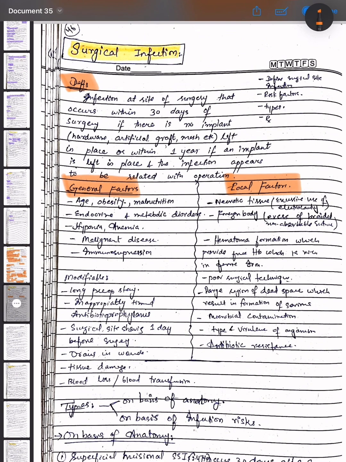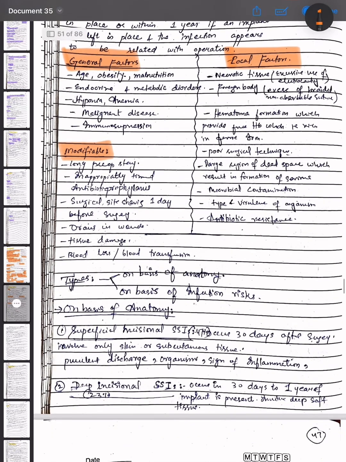These are the local factors, and the modifiable factors are long pre-op stay, inappropriate timing of antibiotic prophylaxis, surgical site shaving 1 day before surgery, drains in wounds, tissue damage, blood loss or blood transfusion. These are the modifiable factors. So we have the definition of surgical infection, then the general factors and local factors, and then the modifiable factors.